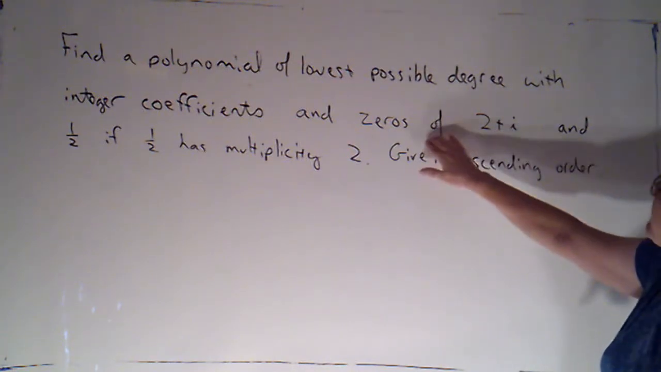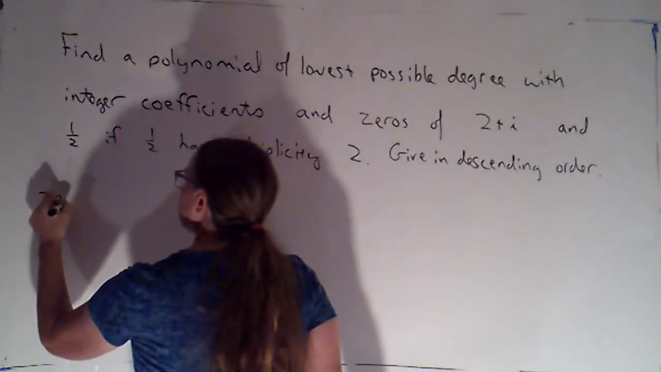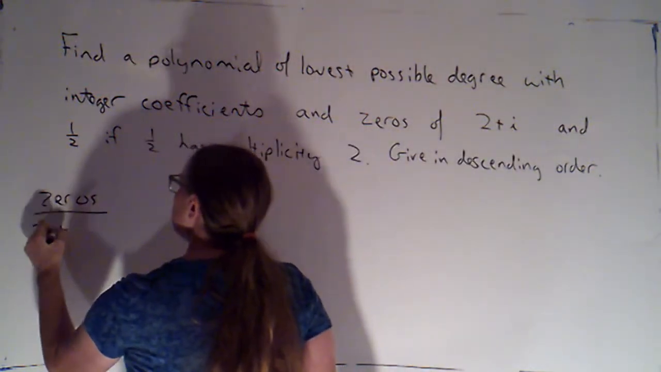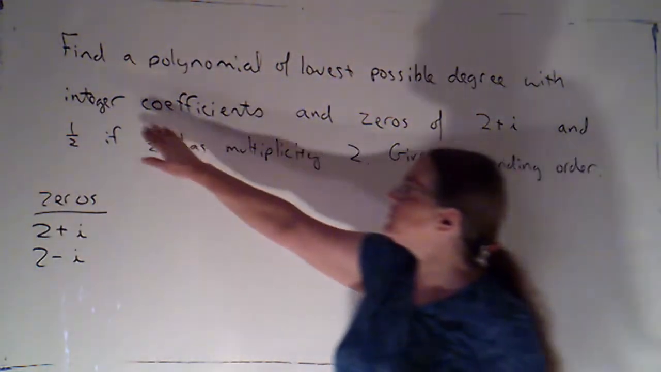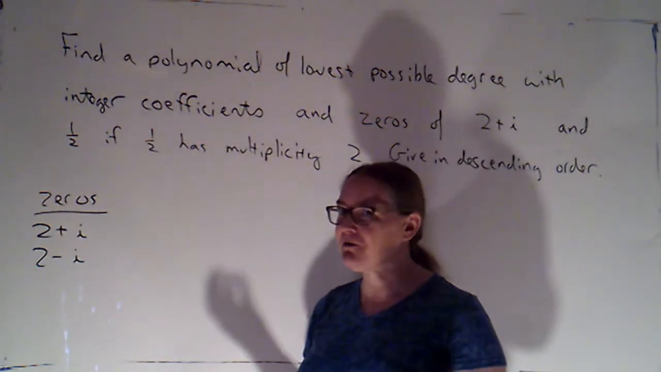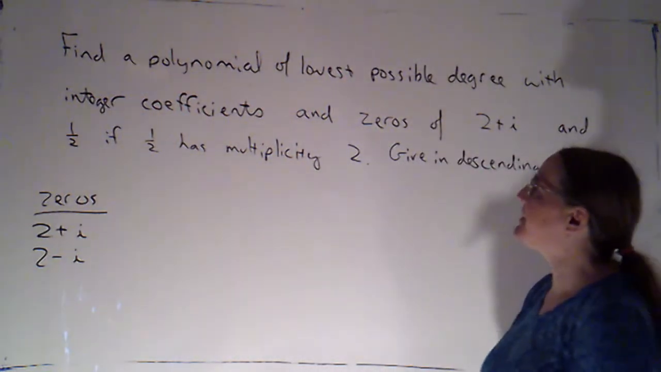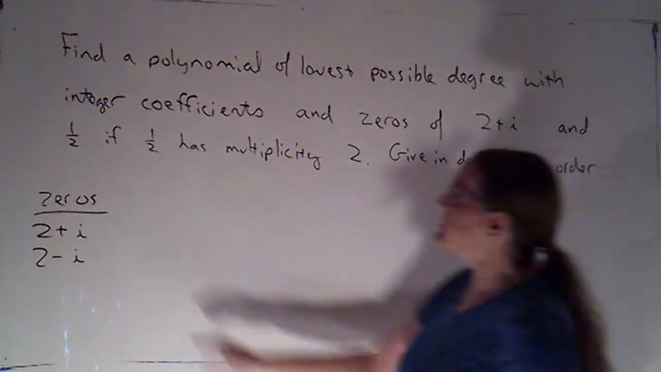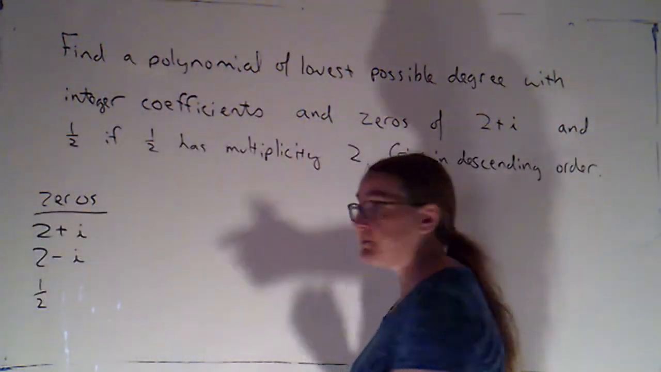So if I have a 0 of 2 plus i, then I know that, I'm going to just list my zeros here. I've got 2 plus i, I'm going to have 2 minus i as well, because integers are real numbers, and if I have real coefficients, my non-real zeros come in conjugate pairs. Okay. Then we're also supposed to have 1/2, but 1/2 is supposed to have multiplicity 2.